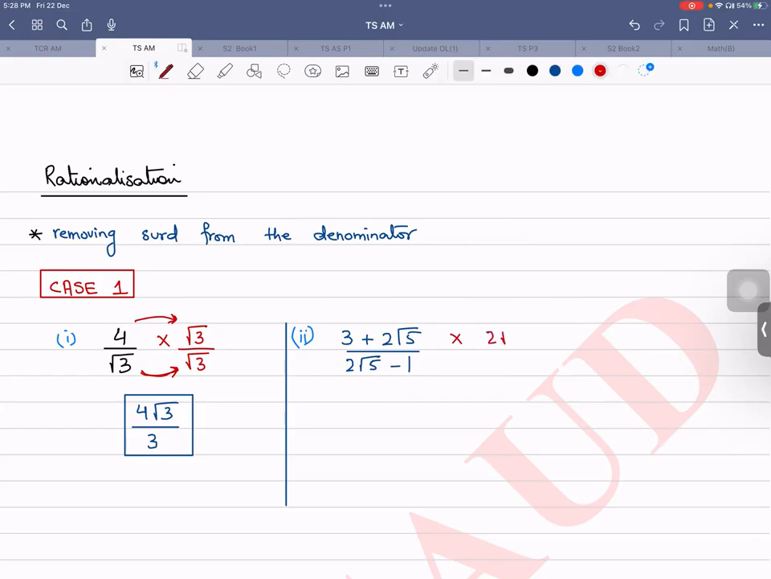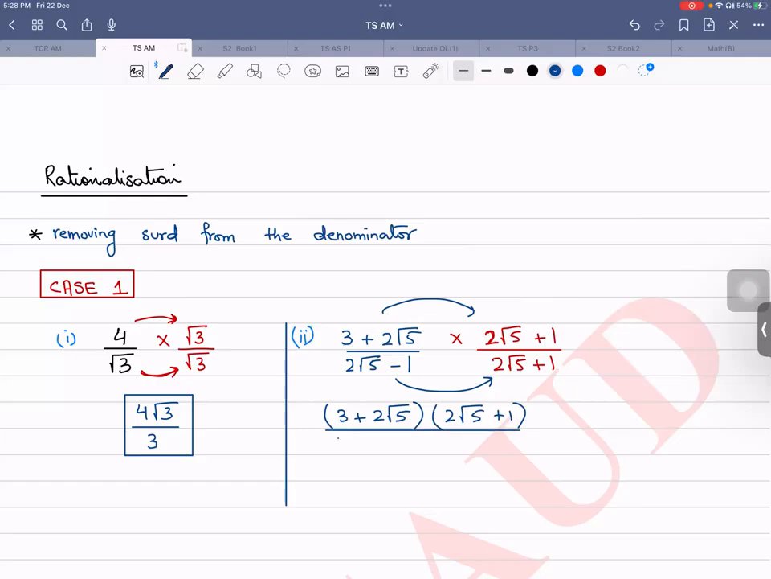So I am going to multiply with 2 square root 5 plus 1 upon 2 square root 5 plus 1. I will multiply the numerator with the numerator and the denominator with the denominator. To make my understanding more clear, I'm going to write it with brackets. It is always easy to simplify the denominator first.